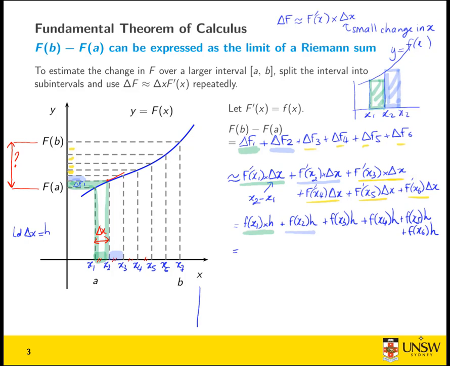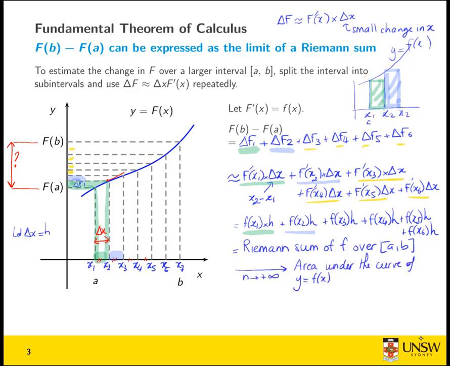So what we get here is a Riemann sum. It's the Riemann sum of little f over the interval AB. Now if we take the limit as the number of subintervals approaches infinity, these subintervals are going to get smaller and smaller, so this approximation is going to get better and better, and we're going to have more and more rectangles under the graph of little f. So the Riemann sum of little f over AB will get closer and closer to the area under the curve y equals little f. So that area. And this is exactly the fundamental theorem of calculus.